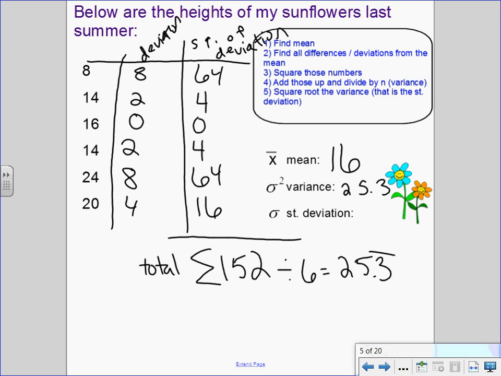Now to find the standard deviation, sigma, you simply square root your variance. So square root the number 25.3, and that'll give you what your standard deviation is. So square root 25.3. I'll go ahead and do that. 5.03. And you end up using that number for a lot of things, so it's very important that you know how to find that number. It's called a standard deviation.